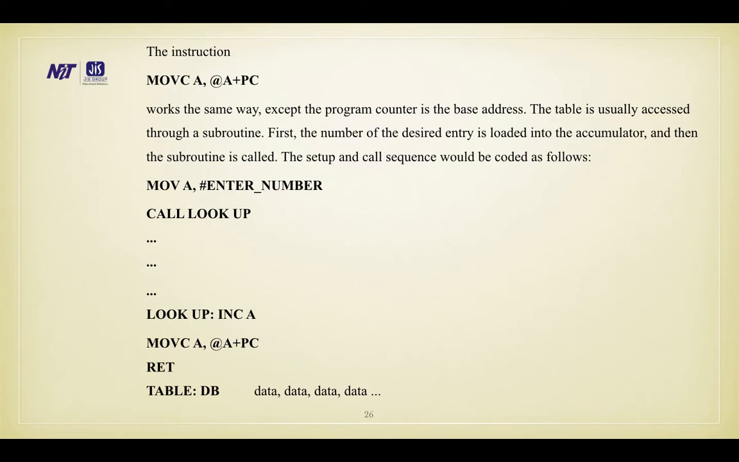The table is usually accessed through a subroutine. First, the number of the desired entry is loaded into the accumulator, then the subroutine is called. The setup and call sequence will be: MOV A, entry number; CALL LOOKUP. There will be a lookup table, then LOOKUP: INC A; MOVC A, @A+PC; RET; TABLE: DB.